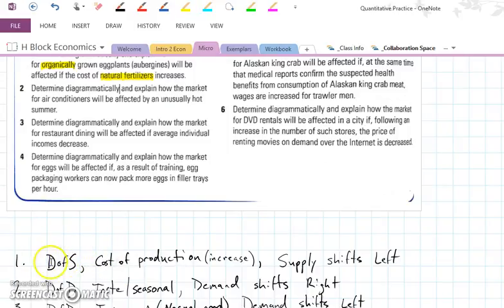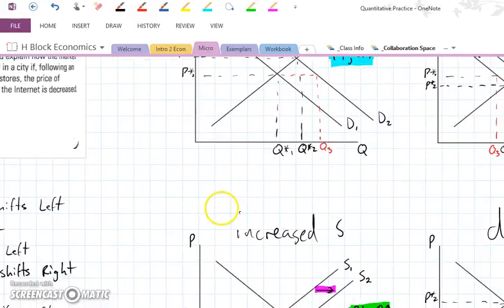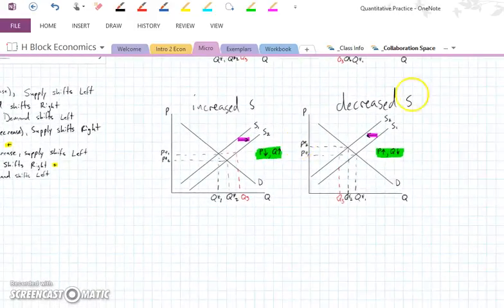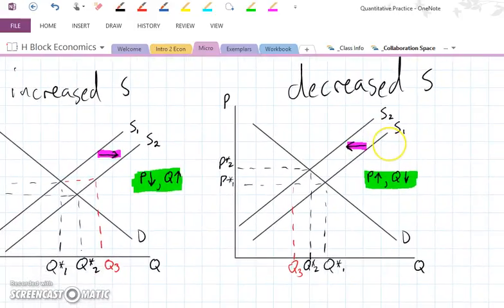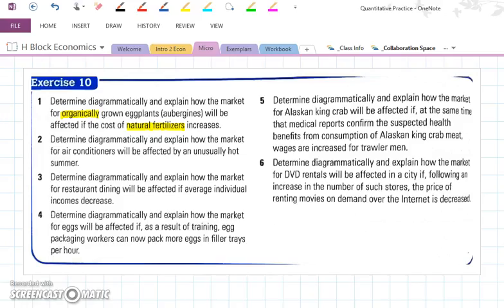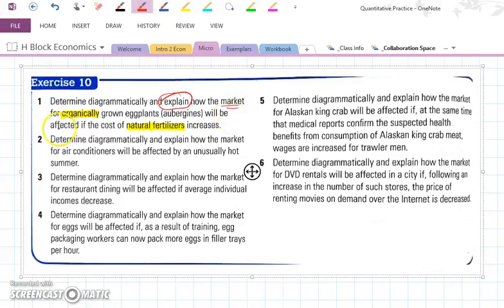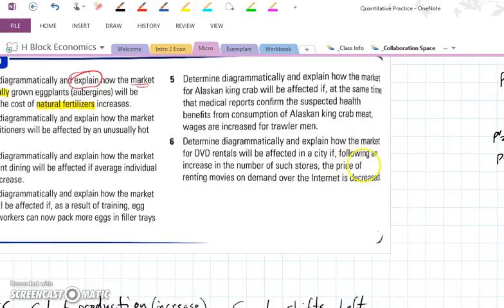You need to identify which determinant of supply it is. So it's the cost of production. Cost of production has increased, therefore supply curve will shift to the left. So this is going to look like this graph on the bottom right. Now, keep in mind that drawing the right diagram isn't taking care of the explanation, okay? You have to say how the market, whenever we say market, we mean price and quantity, will be affected if the one thing occurs.